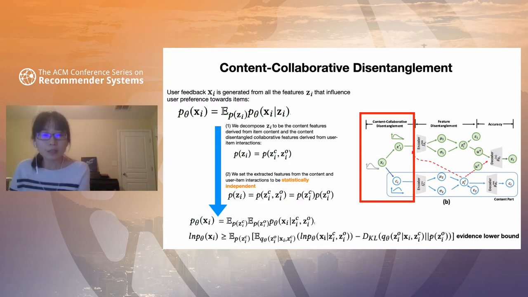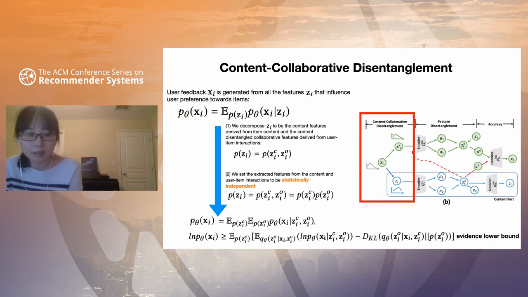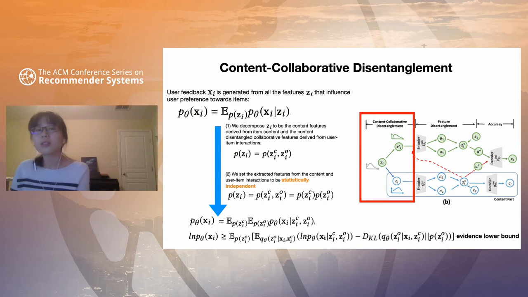Then, based on the property of disentanglement, that is statistical independence, the joint distribution of ZIC and ZIO can be represented as their marginal distributions. Based on this equation, we can get the evidence lower bound of XI.